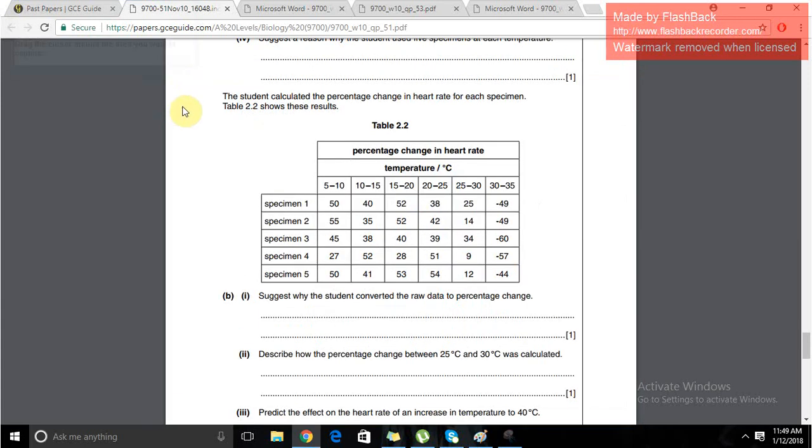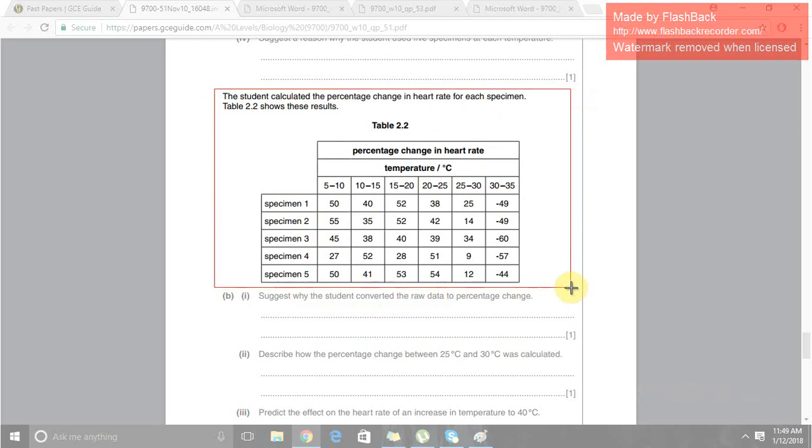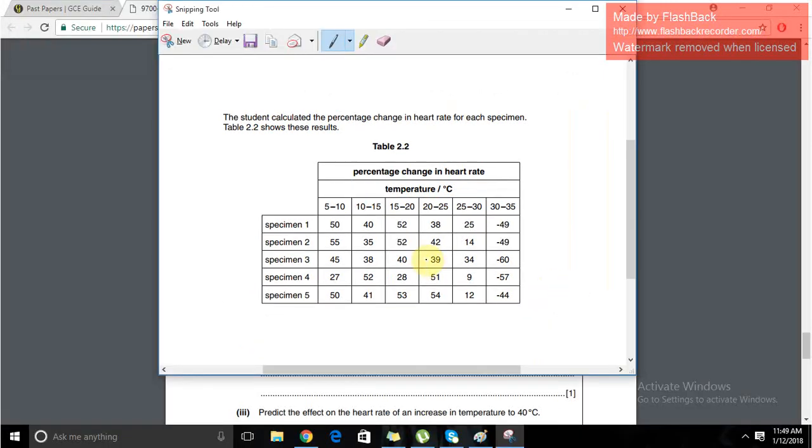Then what did the student do? He or she calculated the percentage change in heart rate for each specimen. There was a 50% change, a 40% change, a 52% change when going from this temperature to this temperature.